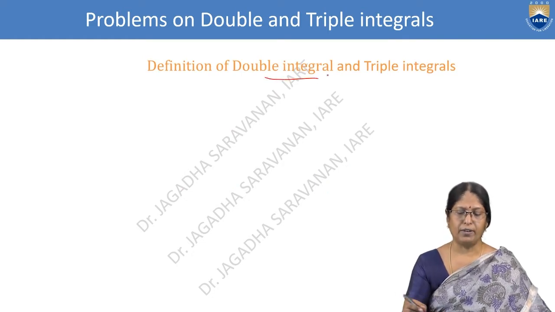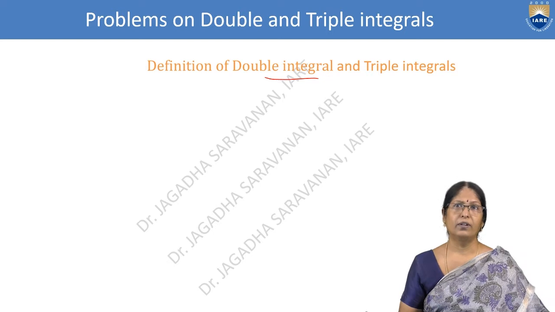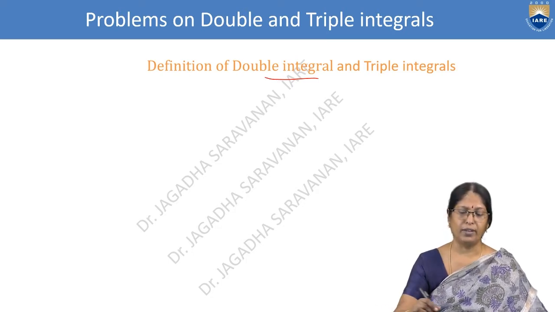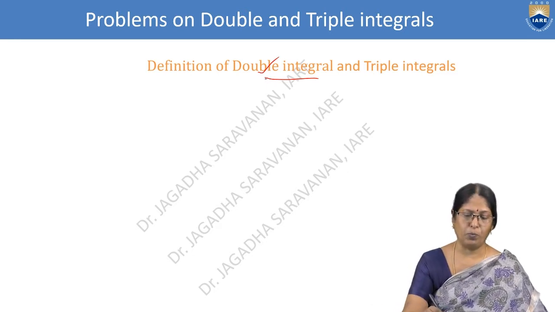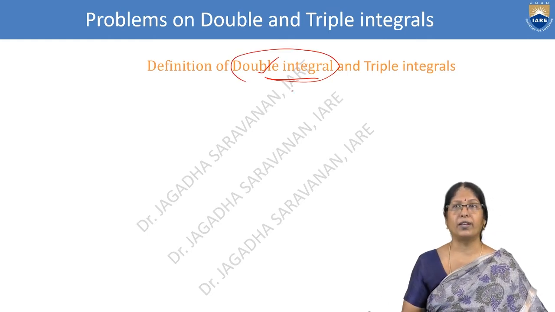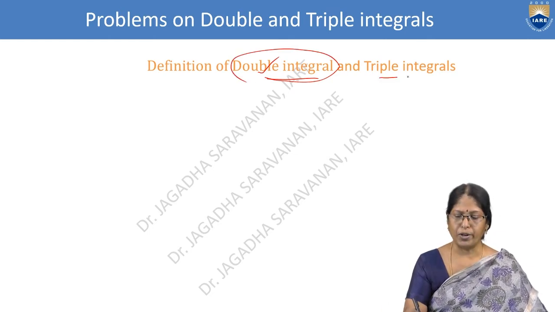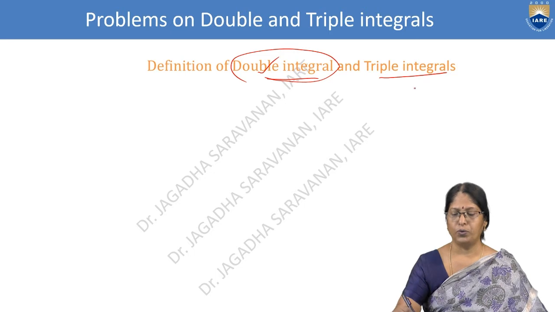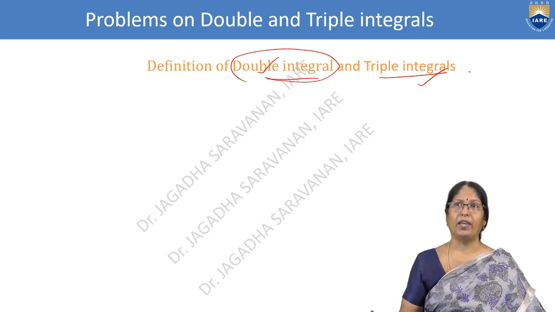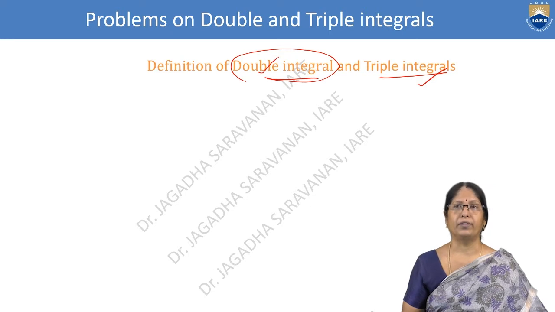So the double integral is used to find the area of a particular region, which we will evaluate using double integration. That is the role the double integral plays. Coming to the triple integral, we evaluate it to find the volume of a region using triple integration. This is the role played by triple integrals.